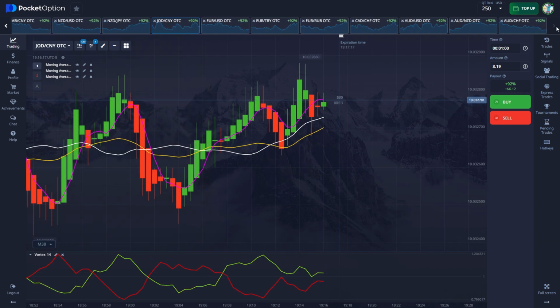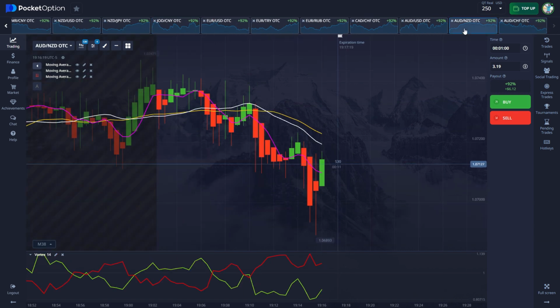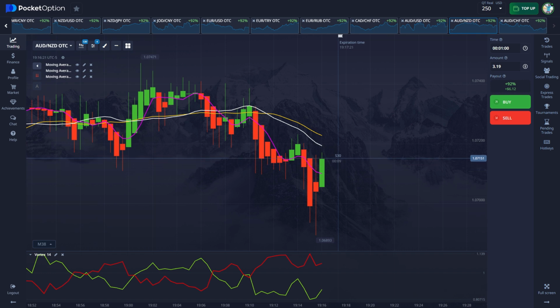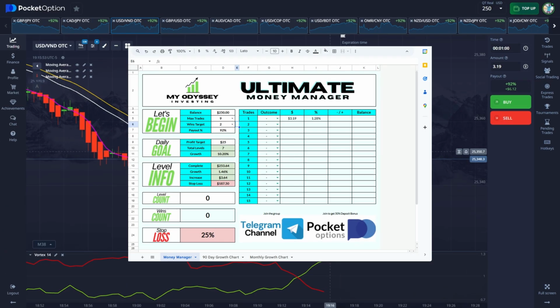Okay, so now let's go and look for a chart that we can use so I can show you. Okay, before we actually start trading, we are going to use the Ultimate Money Manager. The Ultimate Money Manager will give us the ability to focus on the charts and not the dollar amount. How this works is we are going to begin right here with a balance of 250 real world dollars. I am going to max my trades at 9 and my win target is 2.